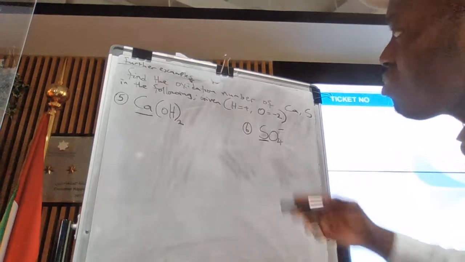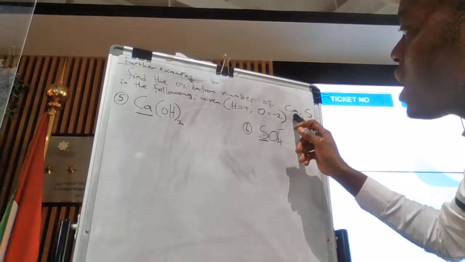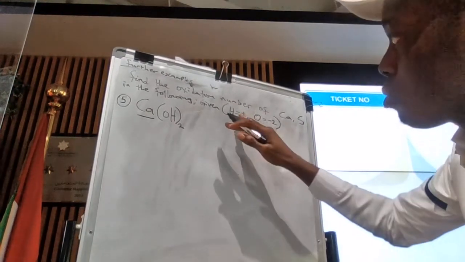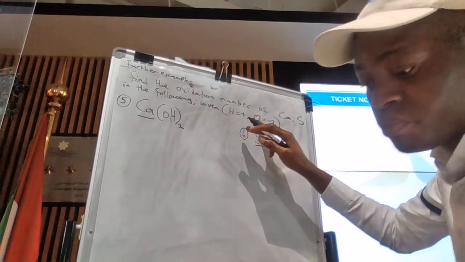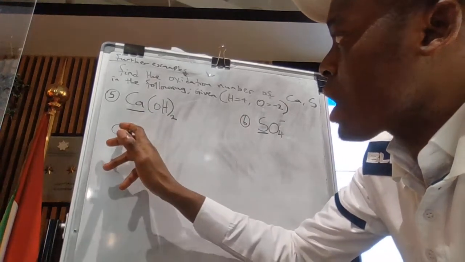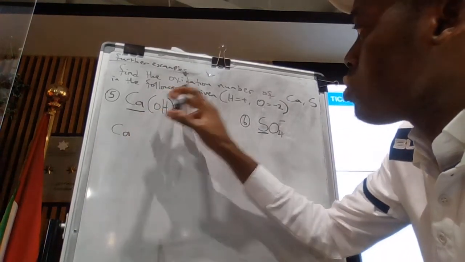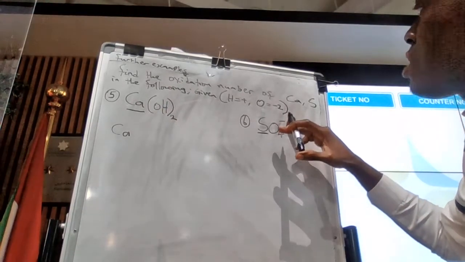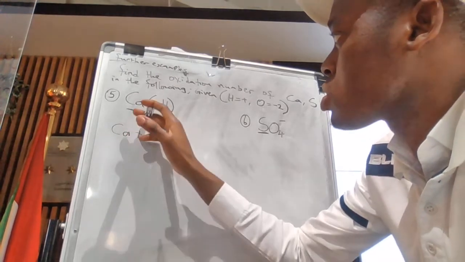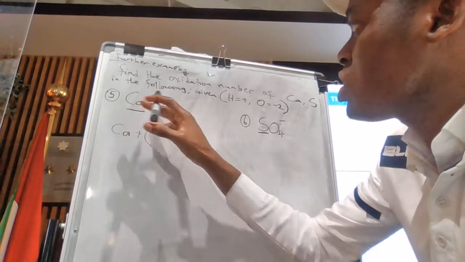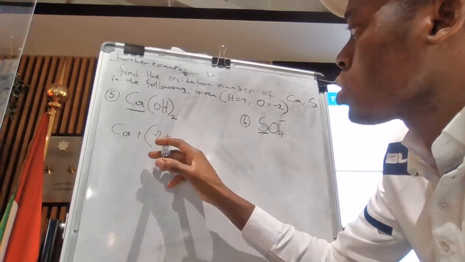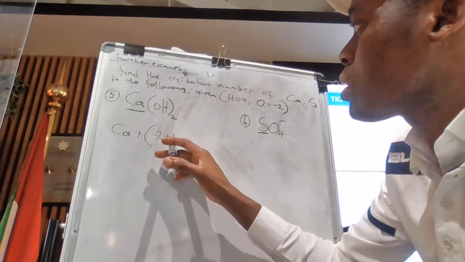So here we are asked to find the oxidation number of calcium and sulfur. Here the oxidation numbers of hydrogen and oxygen are given. So from what we have here, calcium, the power is 0. Here the power is minus, that is -1. So that is calcium plus bracket, oxygen is -2, 1 oxygen, plus hydrogen is +1.